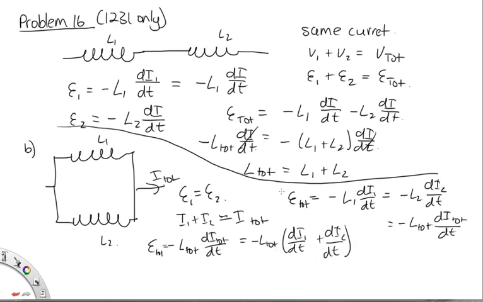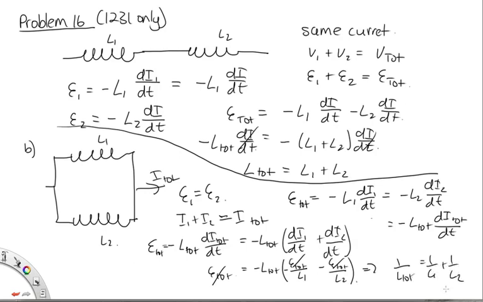And just rearranging this part of this equation, we can replace this di1/dt with epsilon total over minus L1. So we can write this as equal to minus L total times (epsilon total over L1, that's a minus, and this will be minus epsilon total over L2). And this is equal to the epsilon total. So these epsilon totals now cancel out, and we can write this as 1 over L total is equal to 1 over L1 plus 1 over L2, which is the expression that we were trying to get. So we've now shown that.